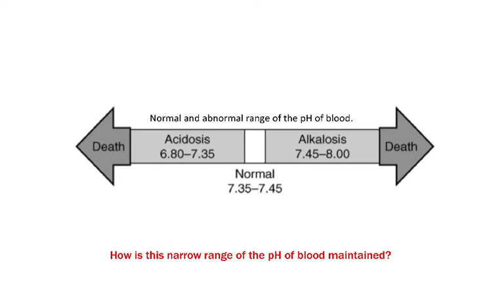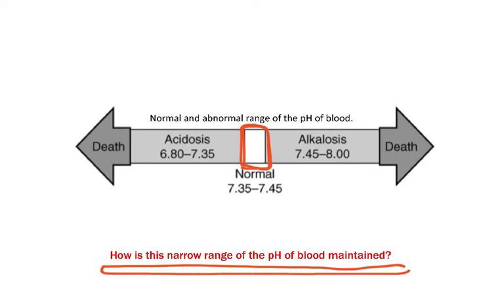acidosis, alkalosis, if pH gets too low or too high, and of course death if it goes beyond that range. And so, our blood pH is maintained at a fairly narrow window of pH. And the question now is, how is this narrow range of pH maintained? And the answer is buffers. Okay, so that's what this whole section is about.